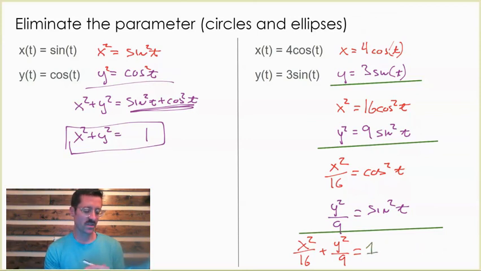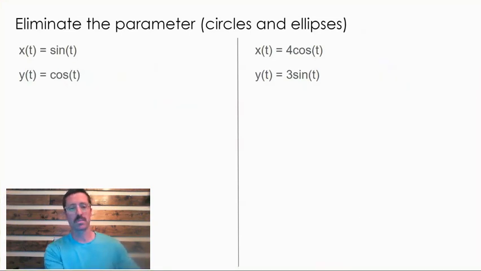So boom, there you go. This is our form of it. Over here, we had the equation of a circle. Over here, we've got the equation of an ellipse, and graphing that is outside the scope of this video. But if you can do these 3 types of problems, you are able to eliminate the parameter.